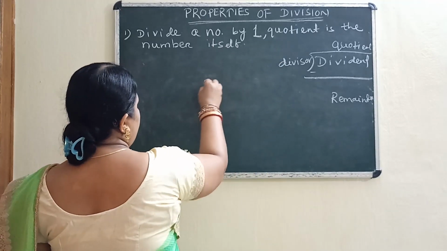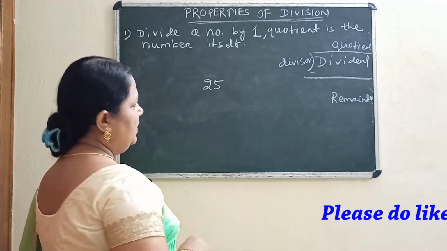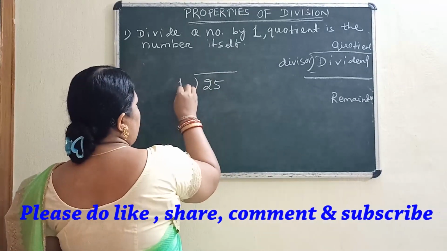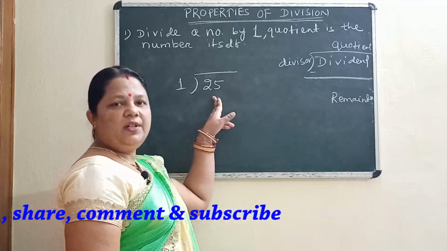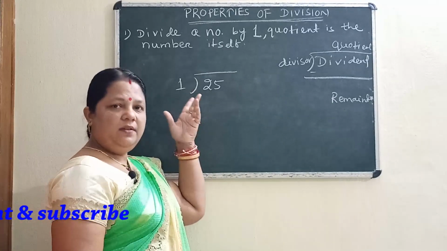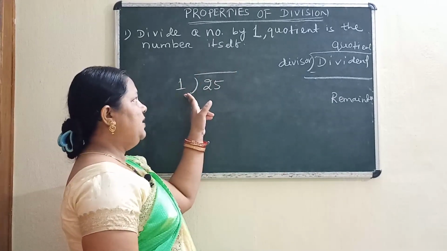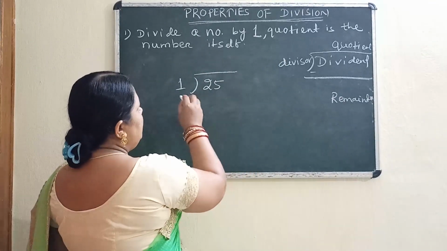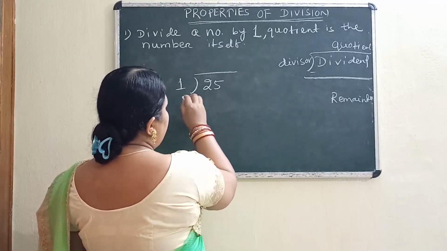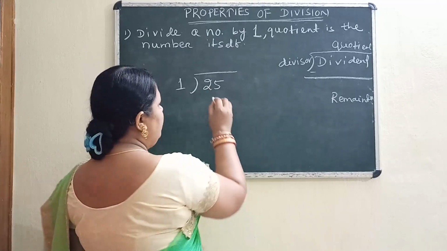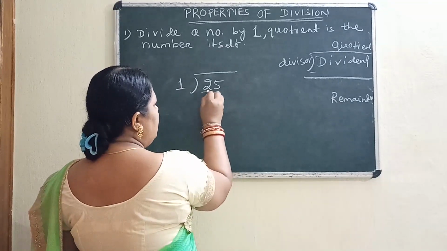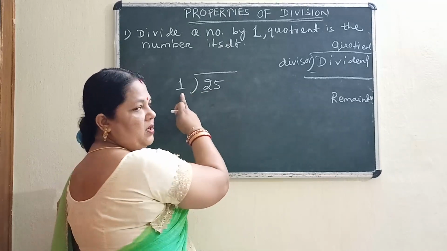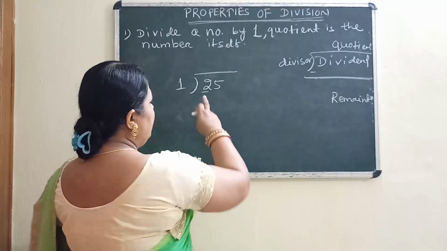Let's take an example, suppose 25, and we are dividing by 1. So here 25 is the dividend and 1 is the divisor. The quotient is the number itself. How? As we discussed, we first consider one digit from the dividend. Here one digit means 2, and it is a smaller number than the divisor's... we can reach up to this number.